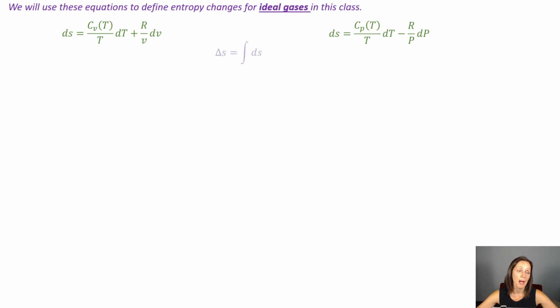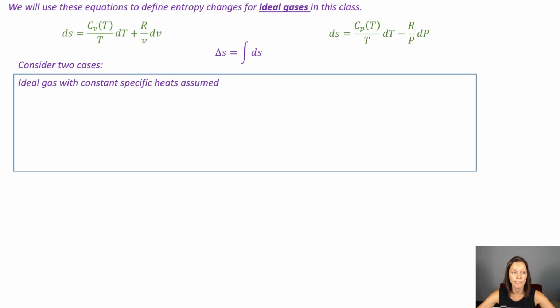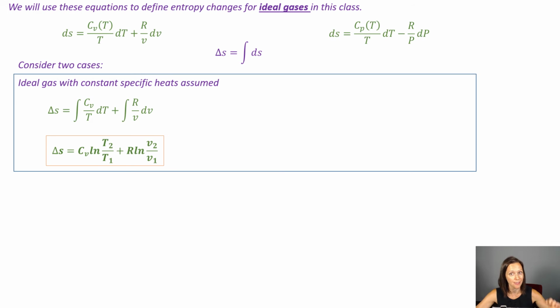I'm going to consider, when I calculate delta S by integrating these two functions, two cases. One is if I've got an ideal gas with constant specific heats. If that's the case, then Cv is a constant, R is a constant, they both come out of the integral, and so the integral of 1 over something is just the natural log of that something at state 2 over the something at state 1. So you can see I've got things in terms of natural logs.